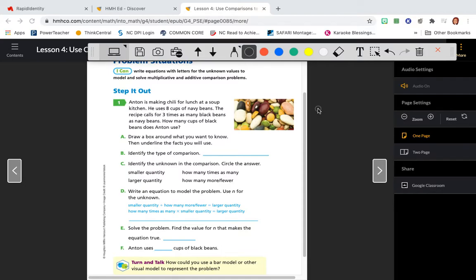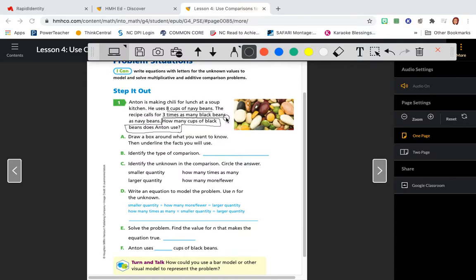Let's look at A. We're going to work through this step by step. Draw a box around what you want to know. Then underline the facts that you will use. So what we want to know is our question. So we're going to put a box around our question. This is what we want to know. And then the facts that we're going to use. We use that he has 8 cups of navy beans and that he has 3 times as many black beans as navy beans.